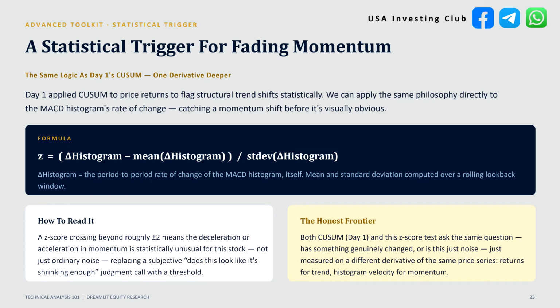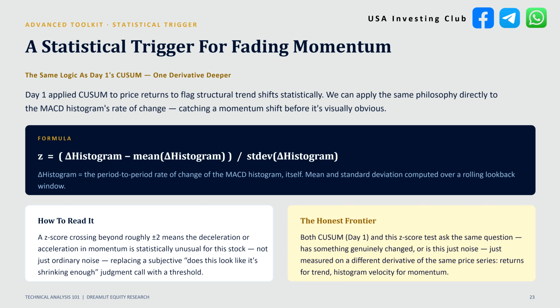Here's how to read it. A z-score crossing beyond roughly plus or minus 2 means the deceleration or acceleration in momentum is statistically unusual for this particular stock. Genuinely out of the ordinary, not just routine noise. Replacing a subjective, "does this look unusual" judgment with an objective statistical threshold.